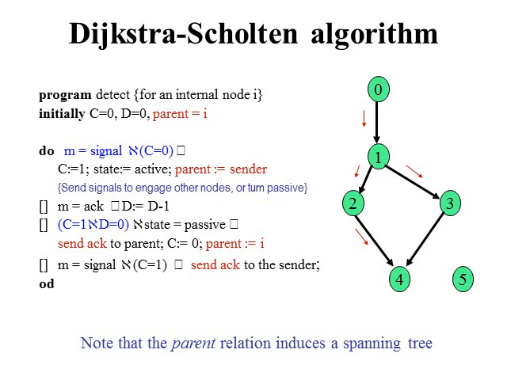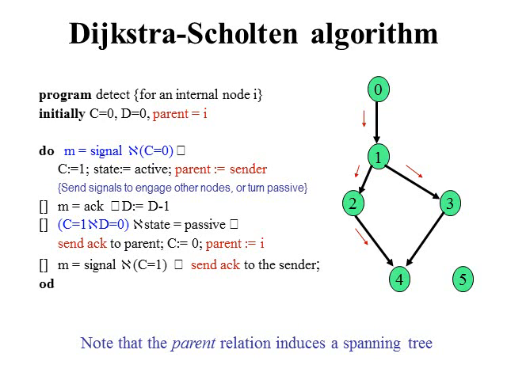Okay, so initially each of the processes has the following values set. The value of C, that is the deficit along incoming edges, is equal to 0. The value of D, that is the deficit along the outgoing edges, is 0, and the parent is set to itself. So every node has the parent value set to itself. Okay, so these are the initial variables that are set in each of the processes. Now let's look at each of the statements of the Dijkstra-Scholten algorithm.